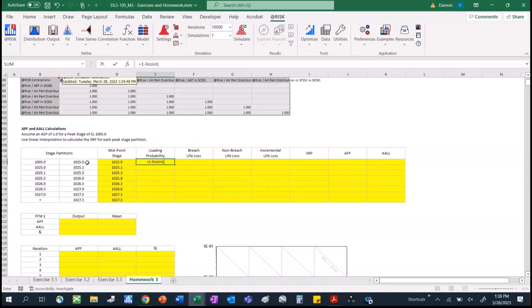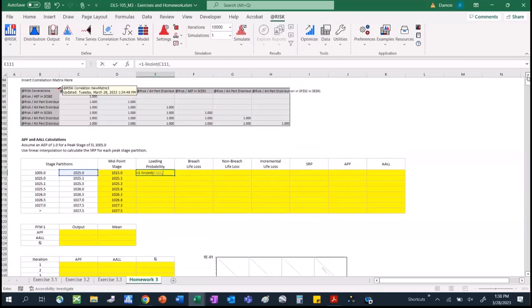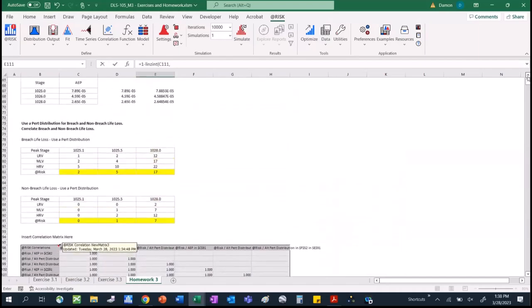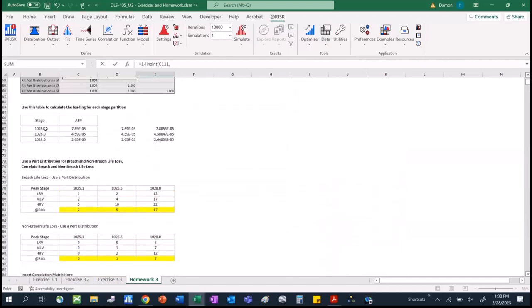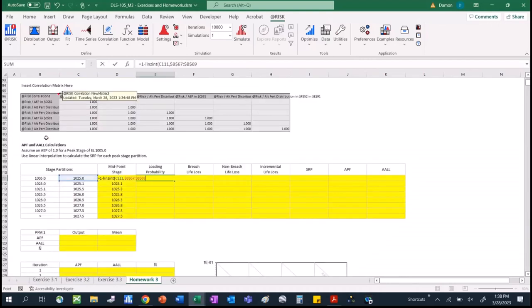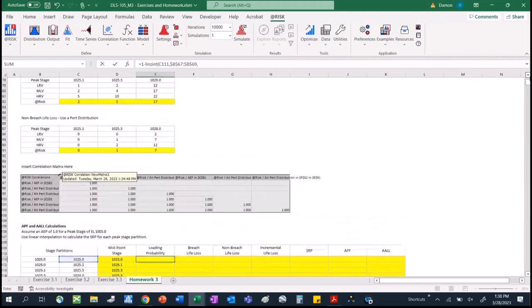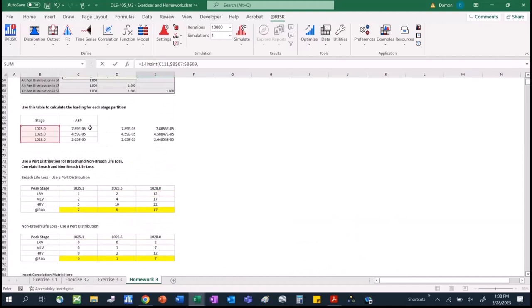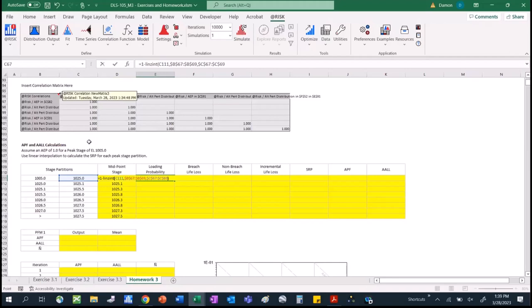So I need the stage partition value at 1025, and then I'm going to go find my stage frequency relationship. So my X array are going to be these values, and I'll lock those rows and columns, and then my Y array is going to be the AEP values, and I'll lock that. And then I get the loading probability for that first bin.